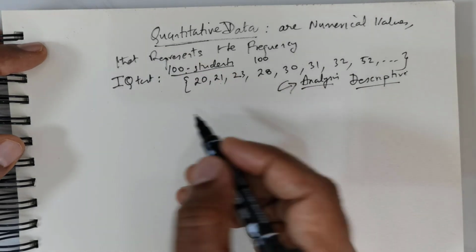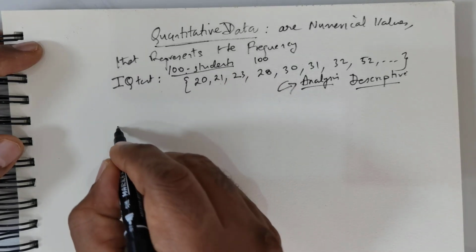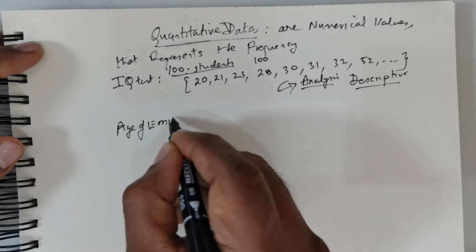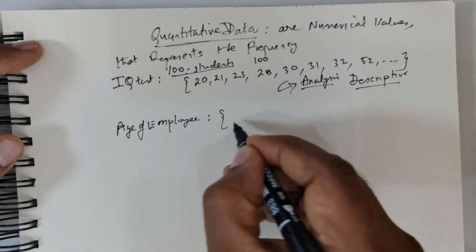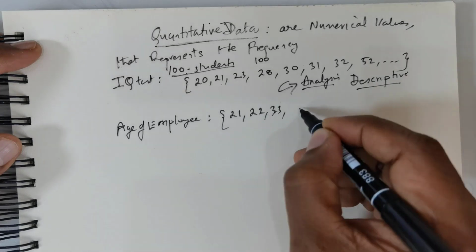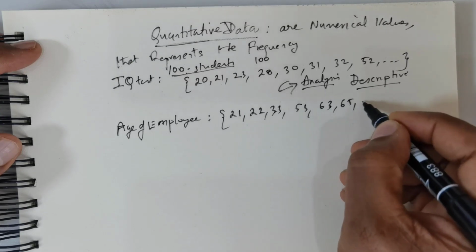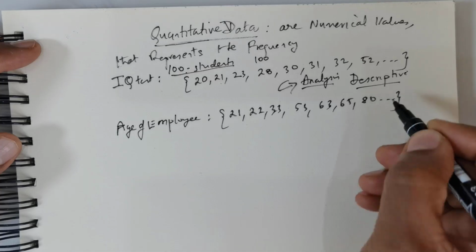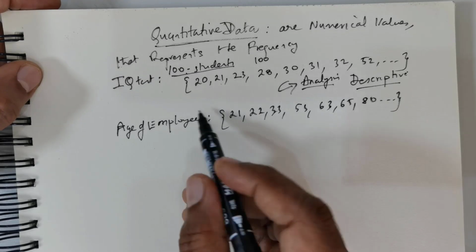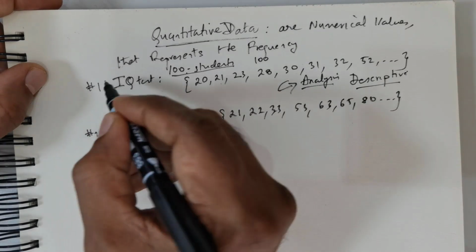Now this can also have several cases. Say in this case I've given you the IQ test. The next one can be the age of employees in your company. Say you got ages like 21 years, 22 years, 33, 53, 63, 65, 80, and so on and so forth, right? So this is the distribution of age of the employees in an organization. So this is also an example. This is going to be the second example, and the IQ test was the first example.